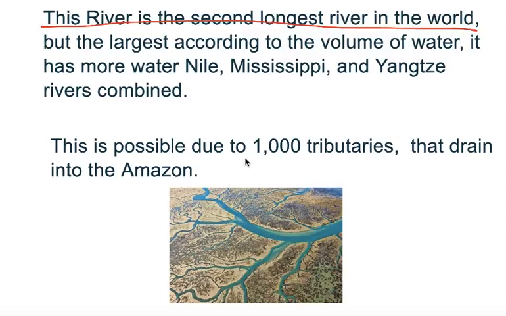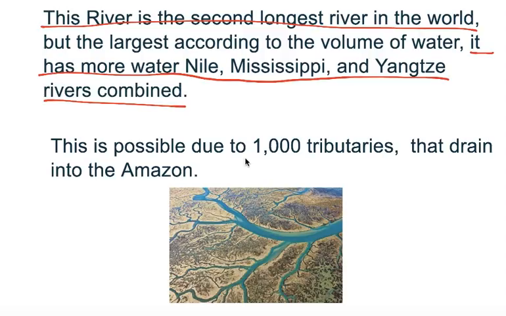Alright, now this river is the second longest river in the world, being beaten by the Nile. However, according to the volume of water, that means the amount of water that they have, it actually has more water than the Nile, Mississippi, and the Yangtze rivers combined. Now the Yangtze is a river in China, but the amount of water that the Amazon River has is more than all three of those combined.